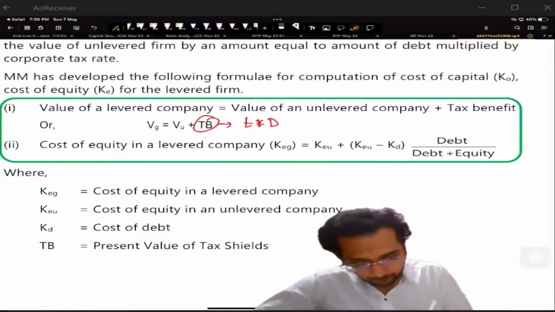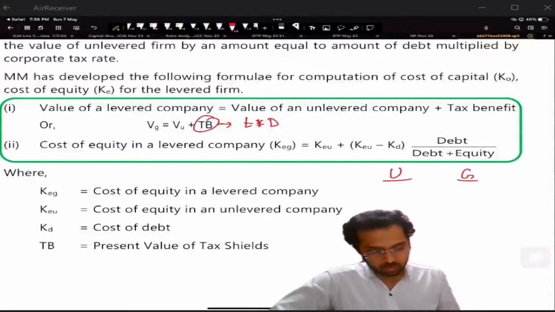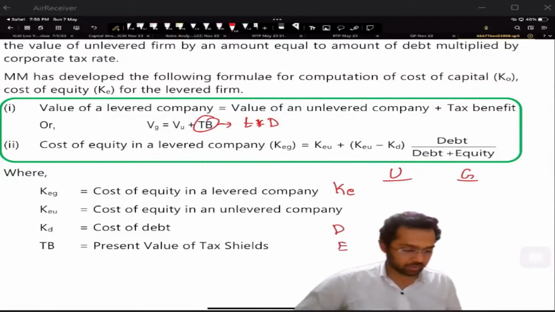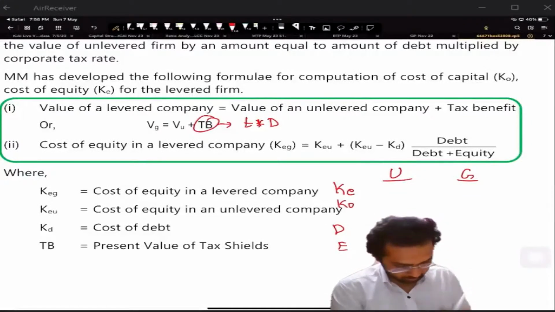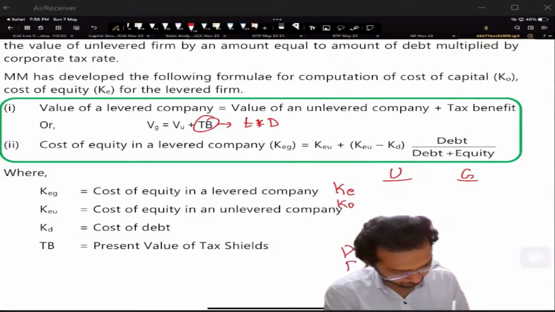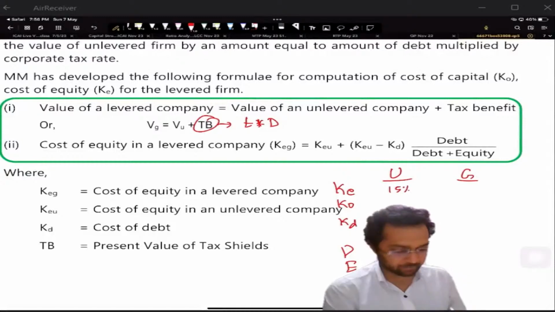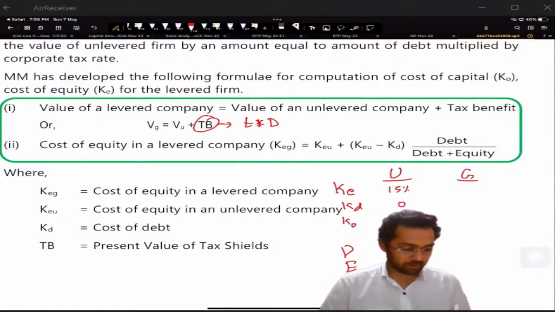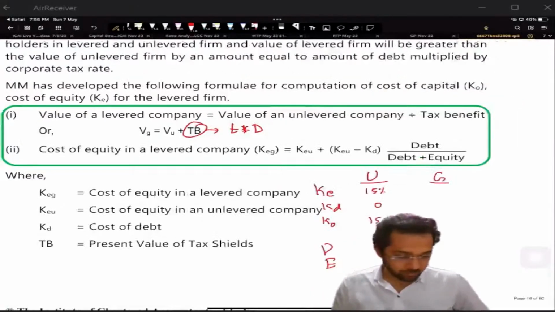Okay. So let's say there is an ungeared company and there is a geared company. Cost of equity, and we also talk of debt and equity. Let's say the ungeared company has got a cost of equity as 15%. Since there is no cost of debt, what about the overall cost of capital? Overall cost of capital will also be the same, 15%.